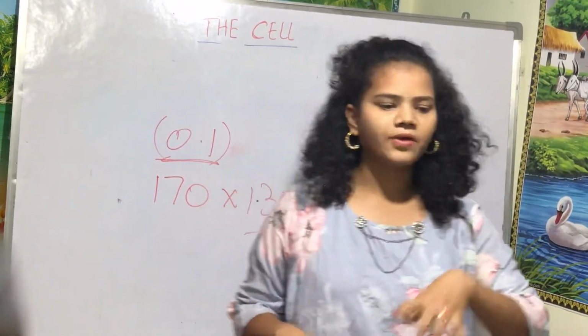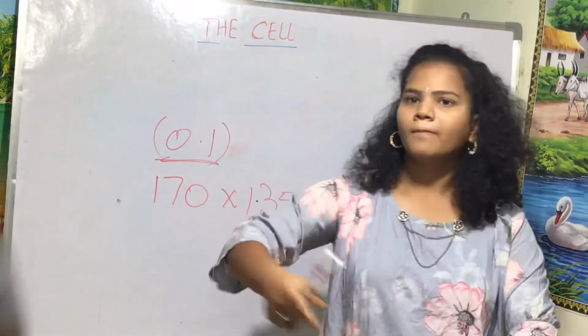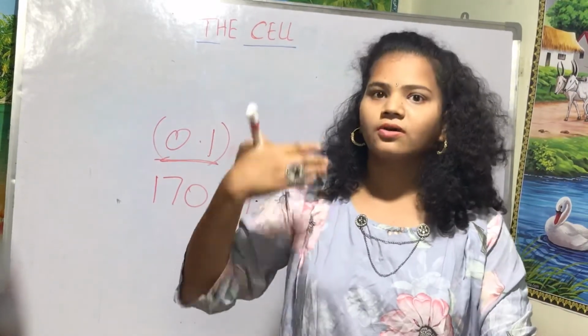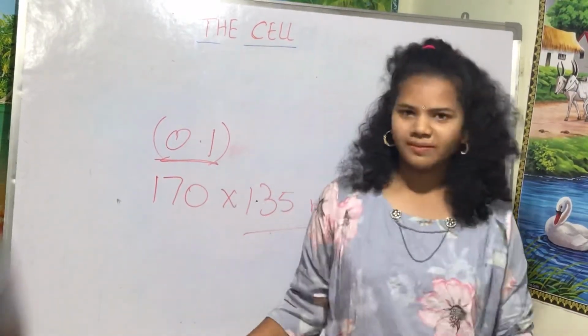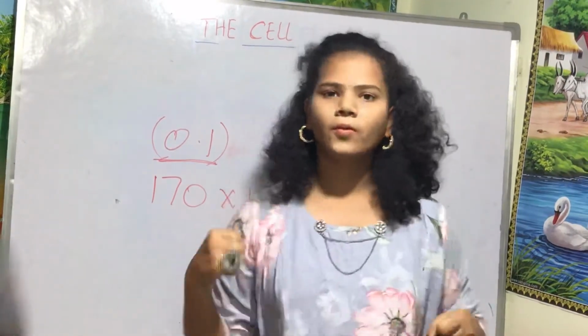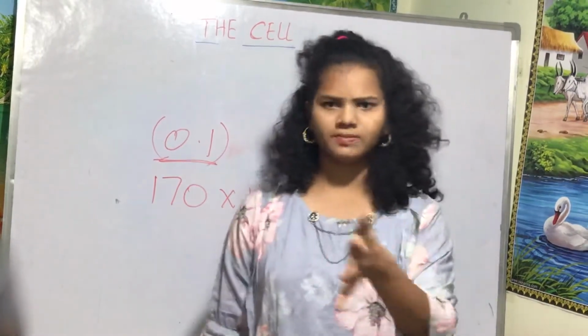And next, you have the longest cells, which are the nerve cells. They help us pass the communication system. They help us to easily communicate. And you have muscle cells. They help to move our body easily. So they perform different functions based upon their shapes.